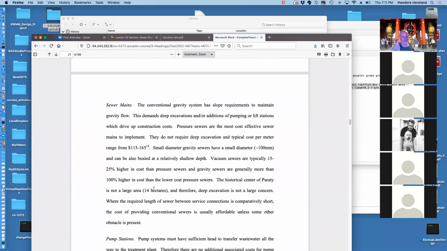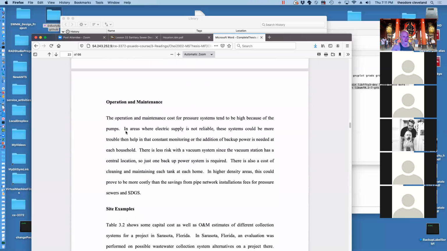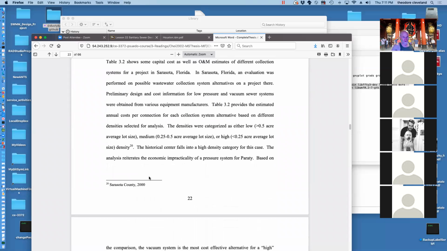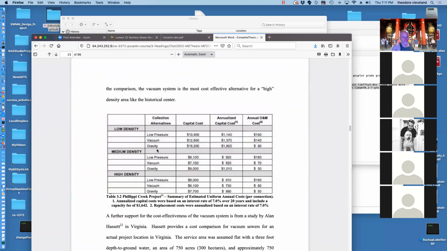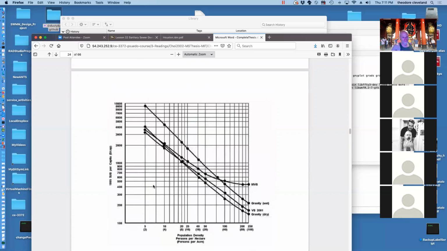Going through the analysis, the end result is probably what you expect. The operation and maintenance costs are worked into the pressure system. There's a few site examples that are listed. The cost based on population density, and lo and behold, ultimately what's concluded is that for this location, a gravity sewer is probably the most cost effective for this small portion of a town in Brazil.